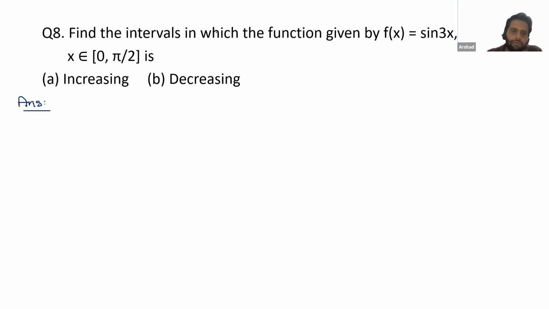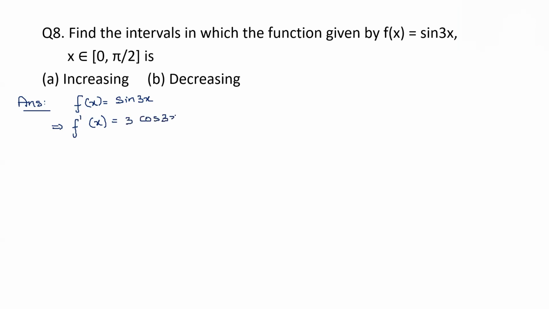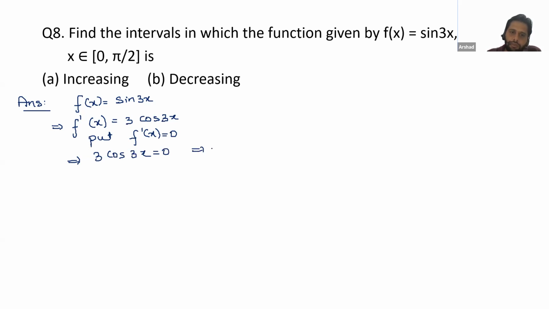We have this function f(x) = sin 3x. Okay. Derivative of this. Noma, what is the derivative of sin 3x? Cos 3x. Only cos 3x? Cos 3x into 3. Very good. 3 into cos 3x. Good. f'(x) = 0. So what will you get? 3 cos 3x = 0. So you will get cos 3x = 0.